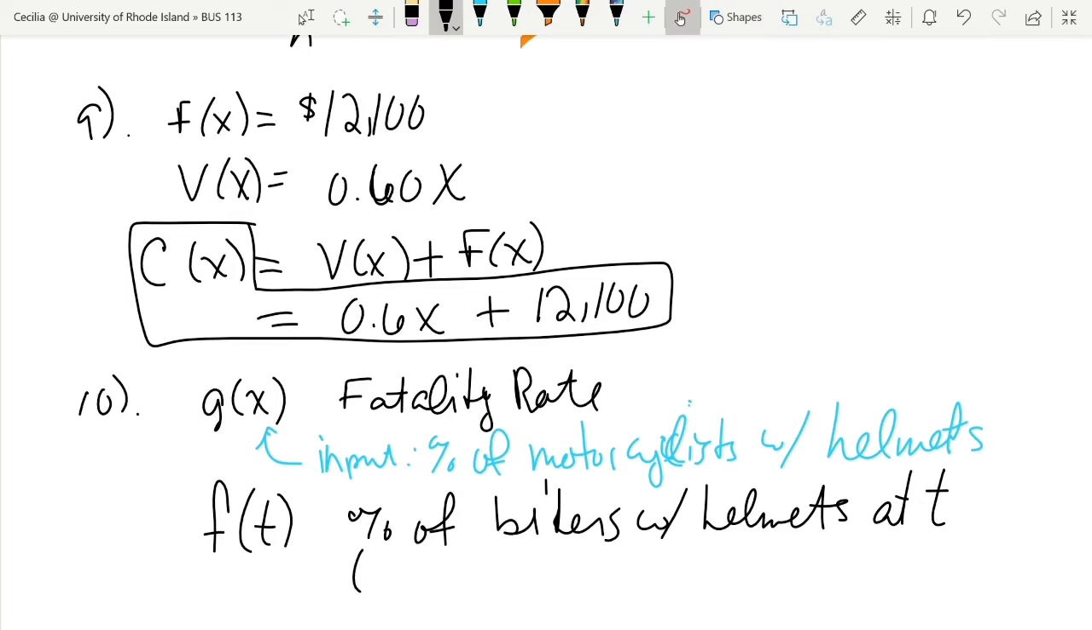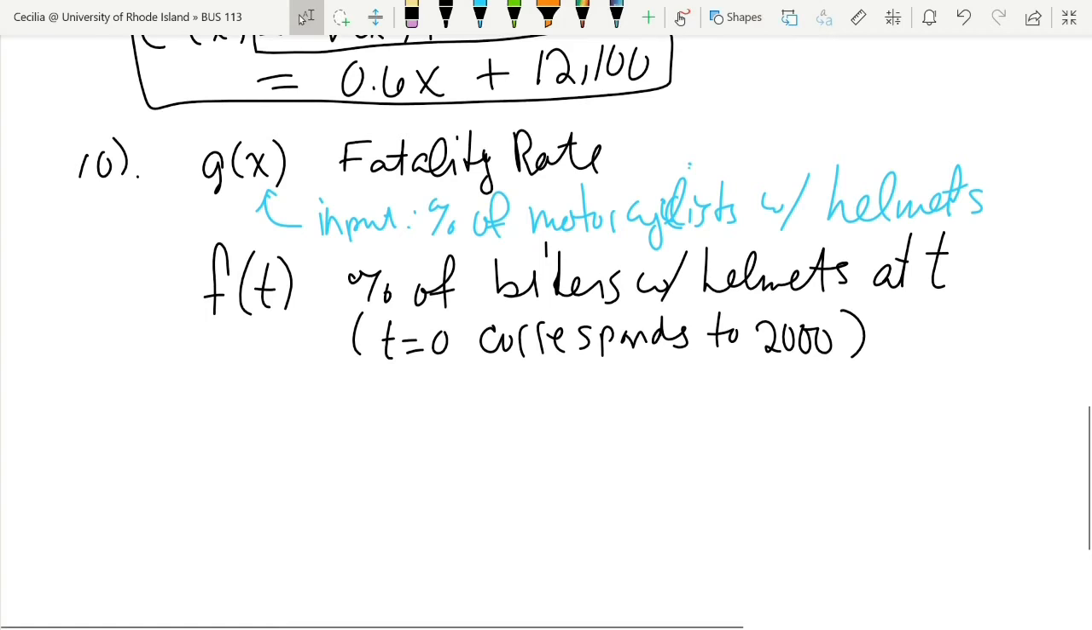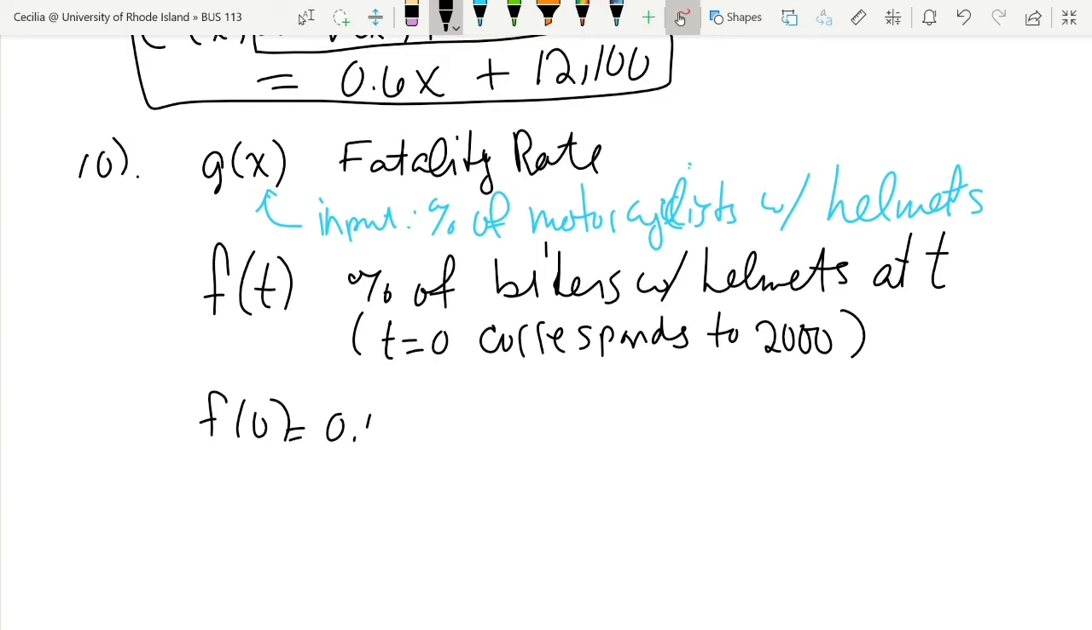And we're told a little bit more information, that t equals 0. So t is given only in terms of whole years, and it corresponds to the year 2000. All right, so now what we're told is that f of 0 is equal to 0.64. Okay, so first of all, let's think about what that means. That means in the year 2000, because t equals 0, right? So time is what the input is, and that corresponds to 2000. There was 0.64, or 64% of bikers wore a helmet.